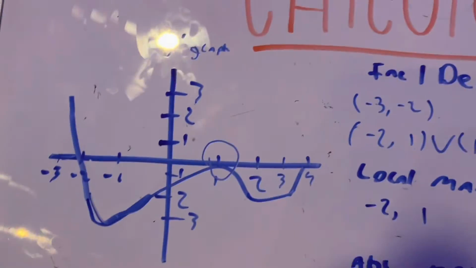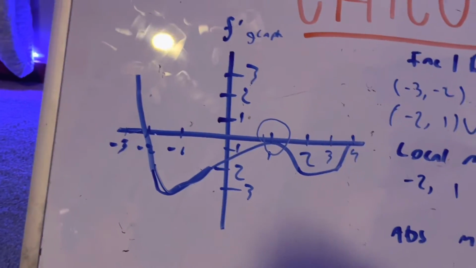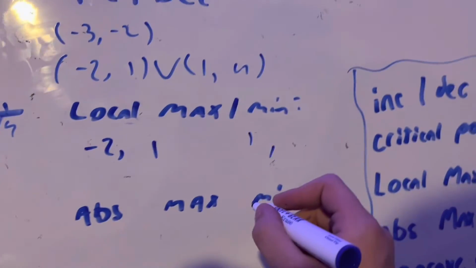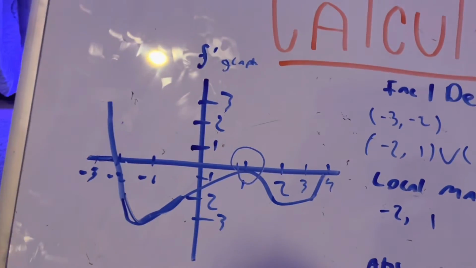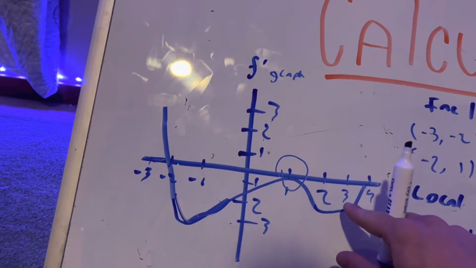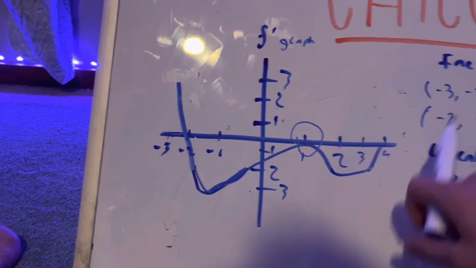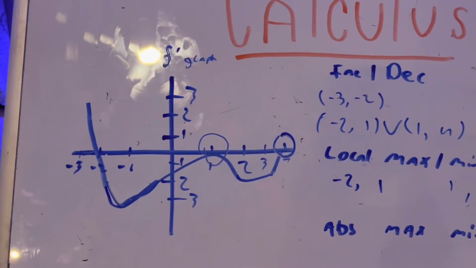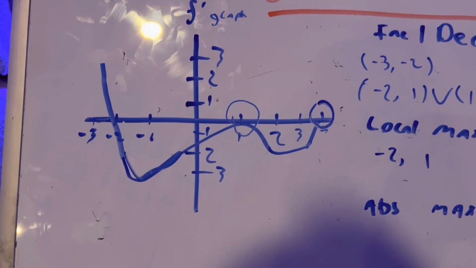So our local maximum was -2 and 1, and then our local minimum is going to be 1 and 4. And this is for the same reason, because the x is going from negative to positive. Although it's not fully over the x-axis, it is still grazing it, which means it is 0, which means it's losing its negative.